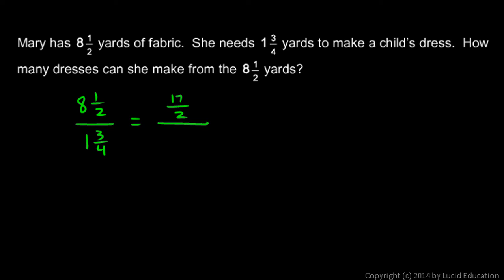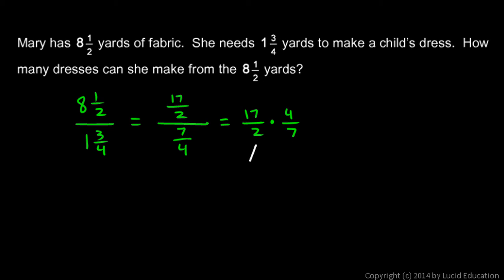And that's divided by this, 1 3/4. So this is 4 times 1, which is 4, plus 3, which is 7. That's 7 over 4. So I have 17 halves divided by 7/4. So I have this divided by a fraction. And dividing by a fraction is the same as multiplying by the reciprocal of the fraction. So instead of 17 halves divided by 7/4, I can write 17 halves times 4 over 7.